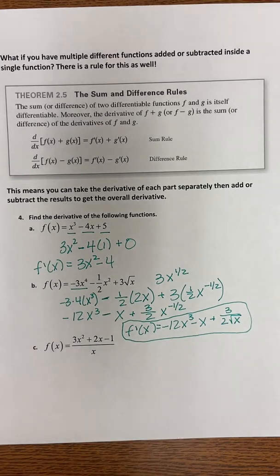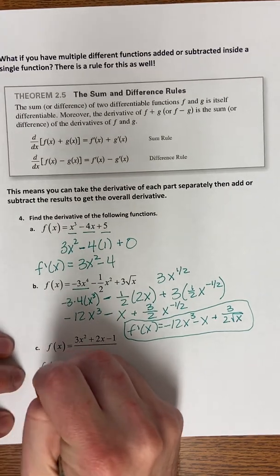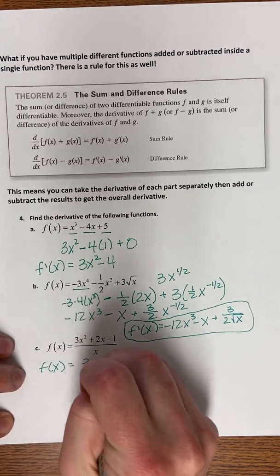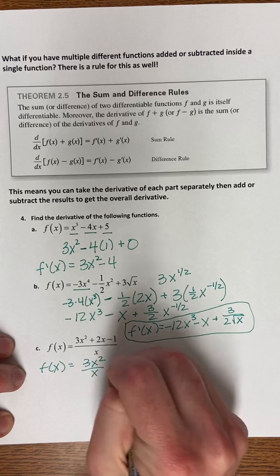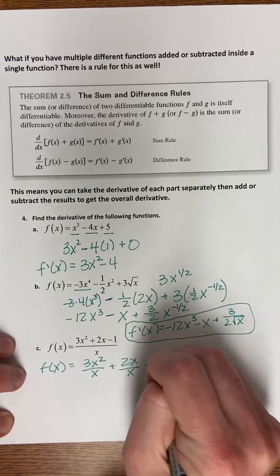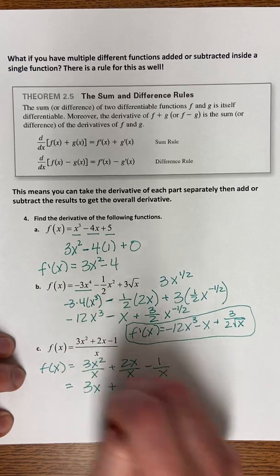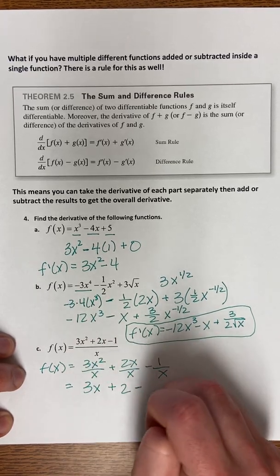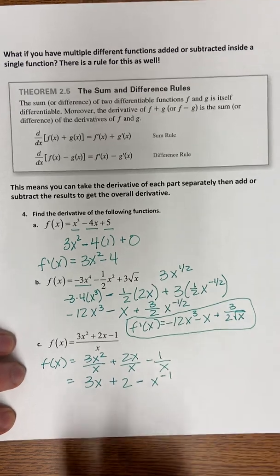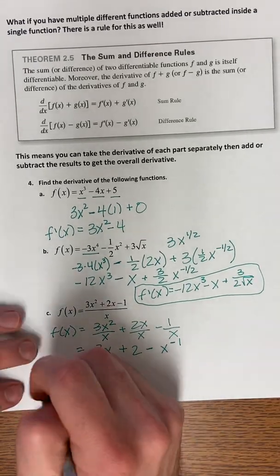So as you can see, our more complicated functions can have somewhat complicated derivatives, but our strategy is still the same. Similarly, if we're dividing, we can do things like splitting all of our terms and taking each derivative separately. This would be 3x plus 2 minus really x to the negative first power. Take each derivative separately.